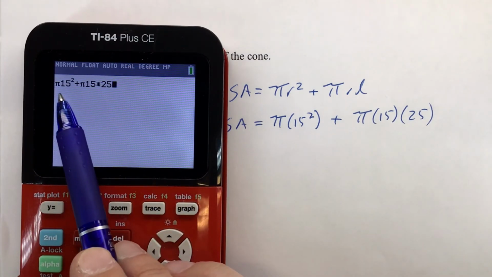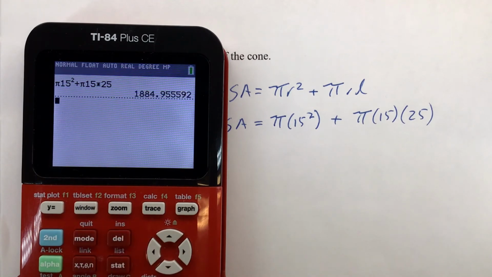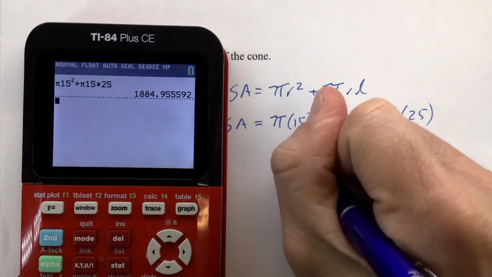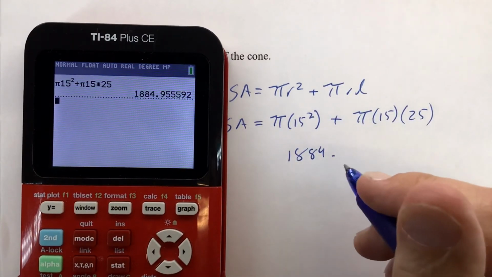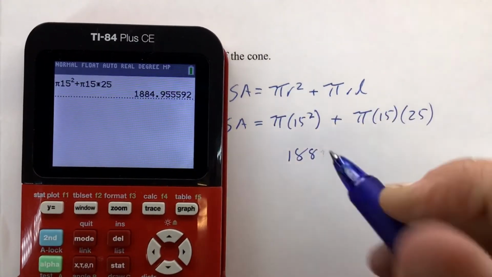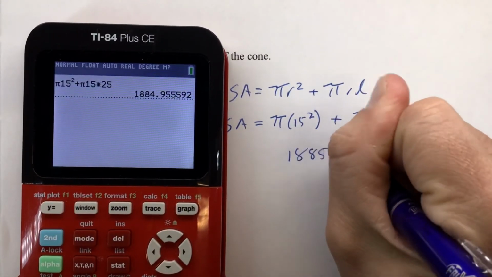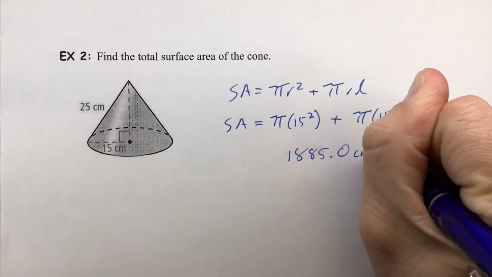We've got the pi 15 squared plus pi times 15 times 25, which gives us 1884, well, technically it rounds up to 1885.0 with units of centimeters squared.